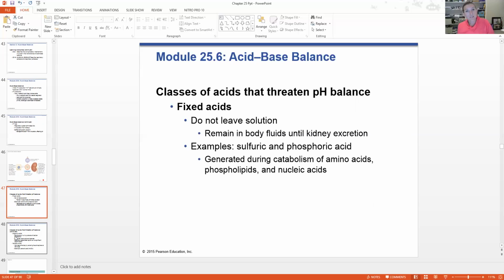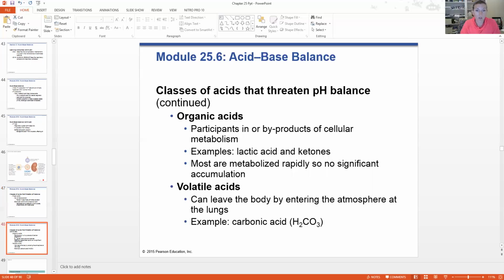When our body is in a post-absorptive state where we have to break down amino acids or phospholipids or nucleic acids, we're going to have to deal with the consequences. And that is when we have a buildup of sulfuric and phosphoric acids. So we also have organic acids that are produced. These are typically byproducts of cellular metabolism. These would be like lactic acids and ketones that we mentioned a few chapters ago.